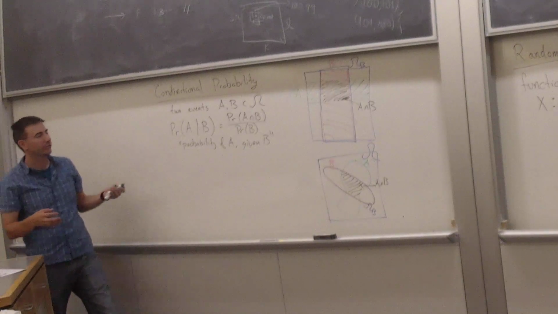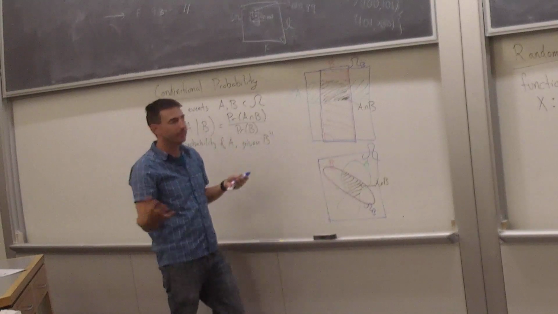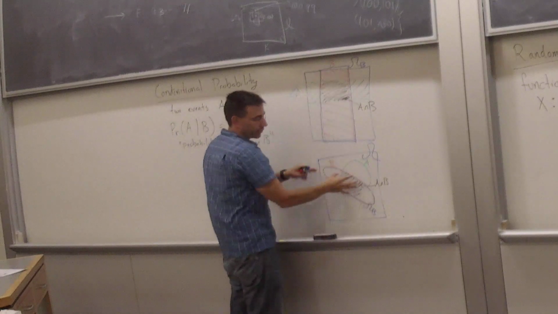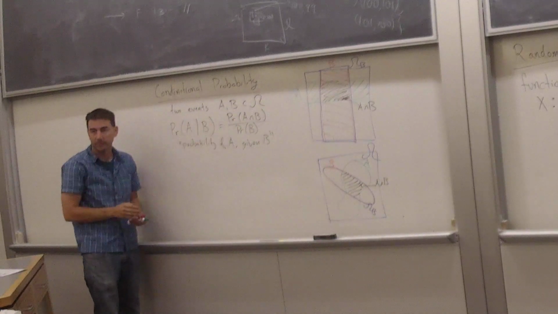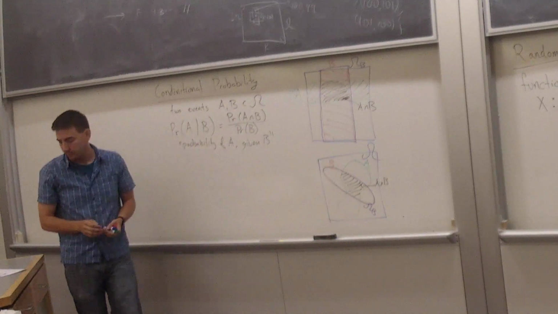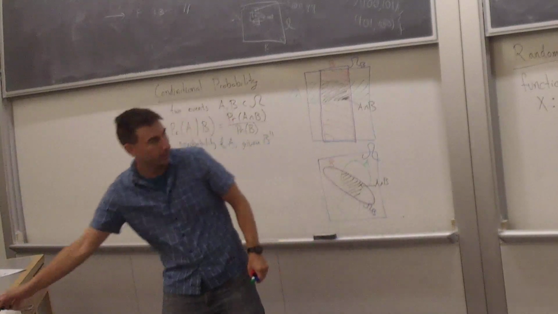Okay, so you can think of it as just, when I condition on B, I'm shrinking the space of possible outcomes to those where B is true. So I'm restricting the sample space to be smaller, and you get this formula. Okay, good.